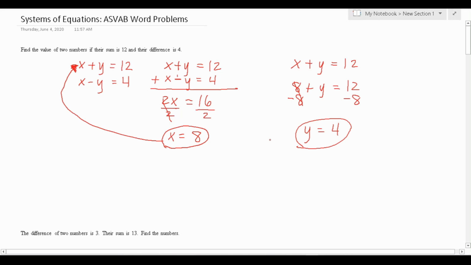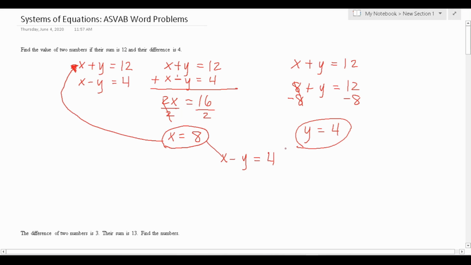As I mentioned yesterday, it's always a good idea to check your work. And to do that, you can simply plug these x and y values into the original equations and see if they make a true statement. So let's plug in these x and y values into the second equation. So we have x minus y equals 4.